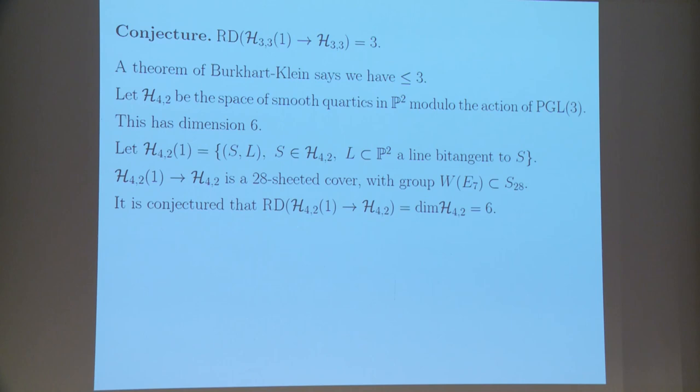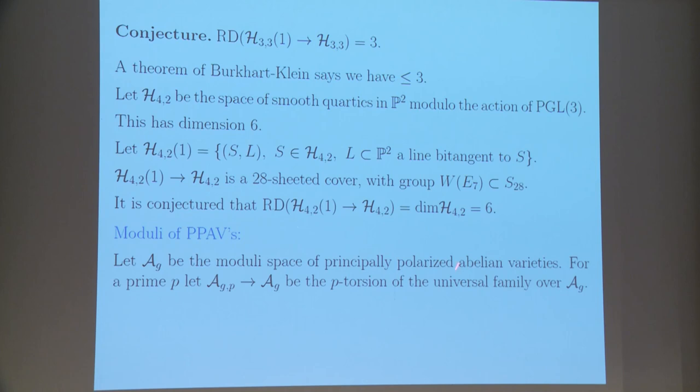And one thing that I want to explain is how to try to reduce these questions to another kind of covering where maybe one has more techniques, which is the moduli space of principally polarized abelian varieties. So let's consider AG, the moduli space of principally polarized abelian varieties. For any prime P, I can look at the P torsion of the universal family. Then this covering has group SP2G(F_P).